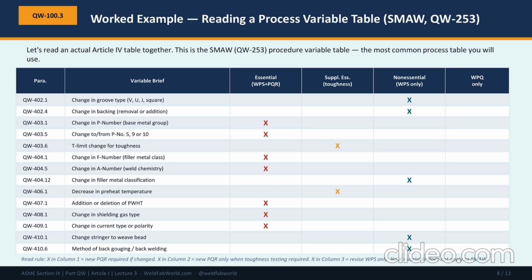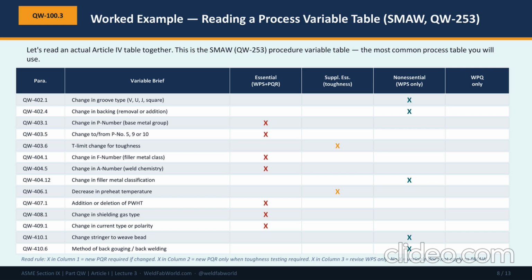QW403.1, change in P number, base metal group. Column 1, essential, X in the essential column. If you change the base metal P number, for example from P number 1 carbon steel to P number 3 alloy steel, you need a new PQR. Base metal chemistry and weldability characteristics change significantly across P numbers, and those changes affect the mechanical properties of the joint.